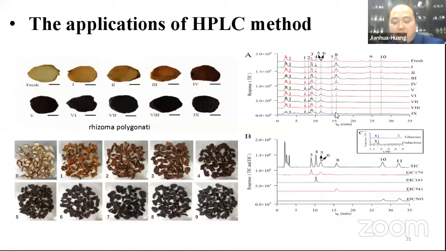So by doing so, HPLC can help us to make sure the proper processing for these herbals. Okay.